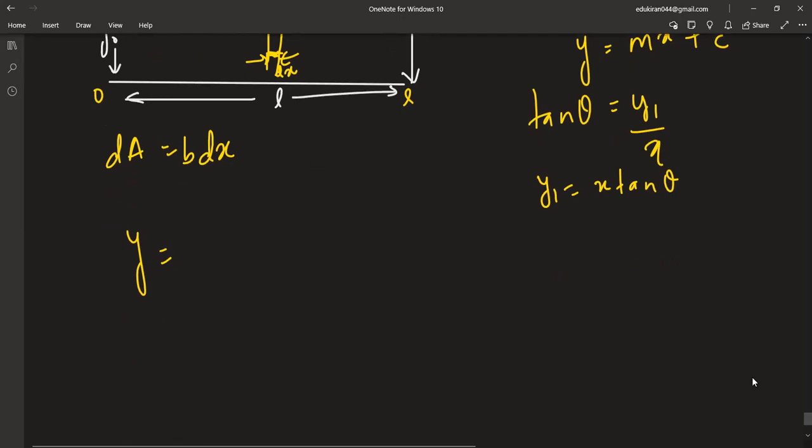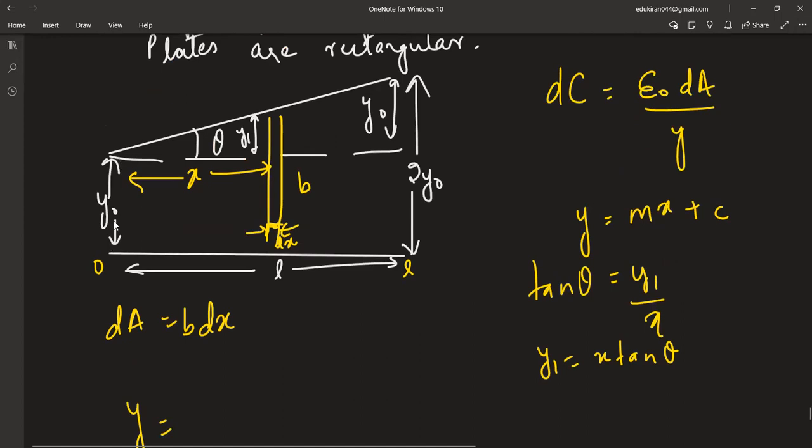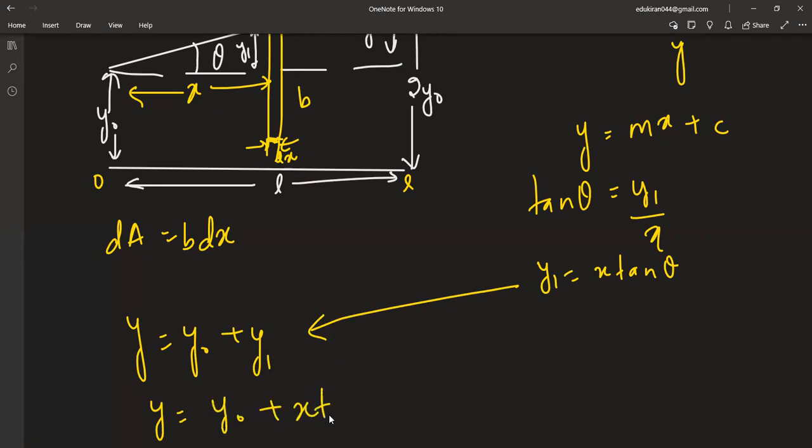Now the total separation that we are having, forget this y naught right now, is this y naught plus this y1. So total, y will become y naught plus y1. Now what do you have as the value of y1? Substitute in here. y will be equal to y naught plus x tan theta. This is one equation.